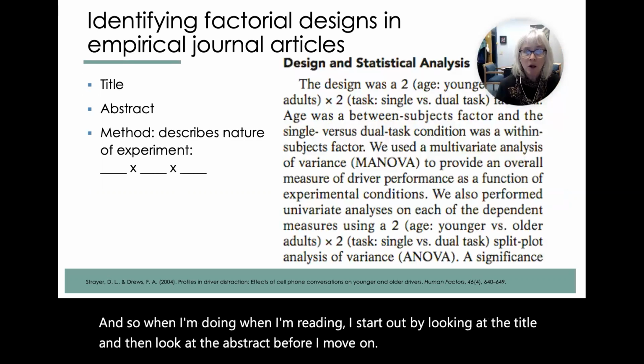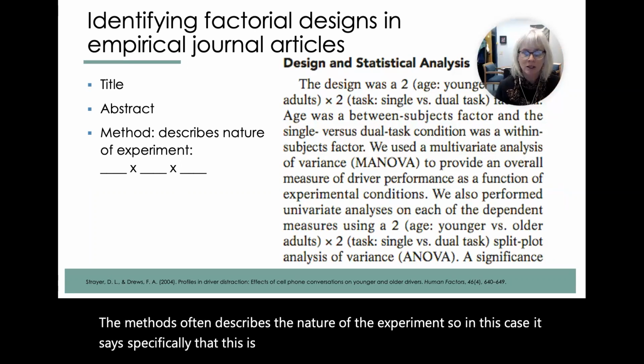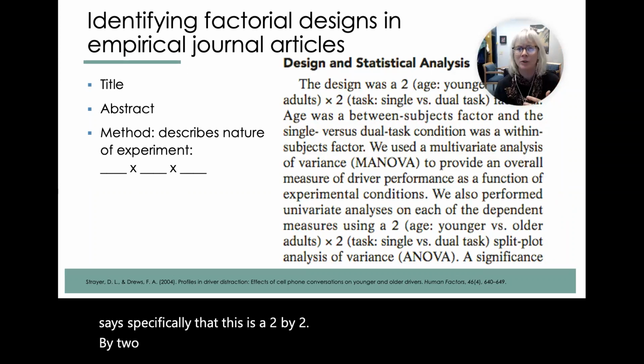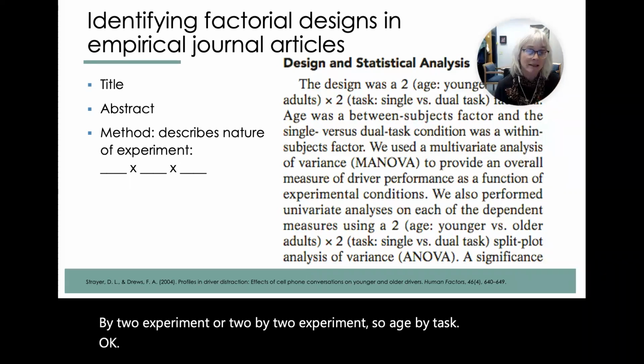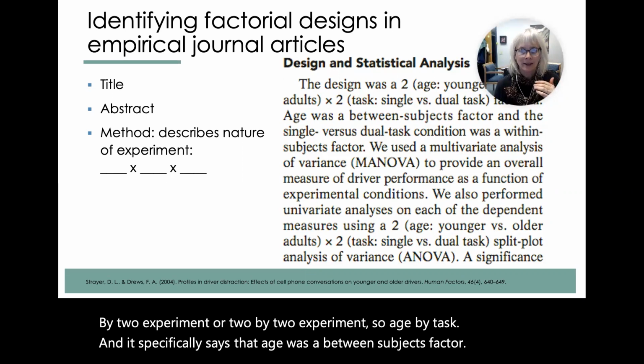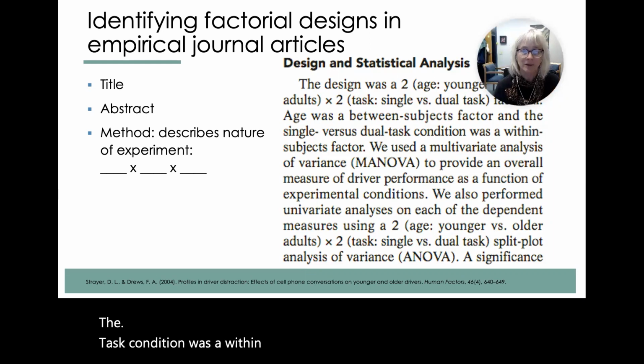The methods often describe the nature of the experiment. So in this case, it says specifically that this is a 2x2 experiment, so age by task. And it specifically says that age was a between subjects factor, and the task condition was a within subjects factor.